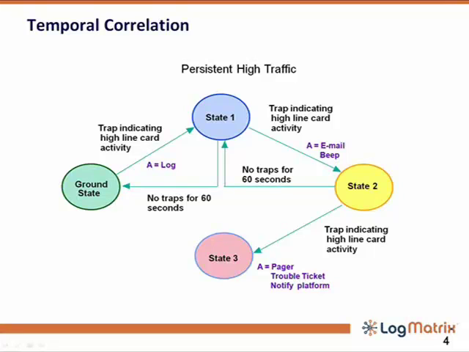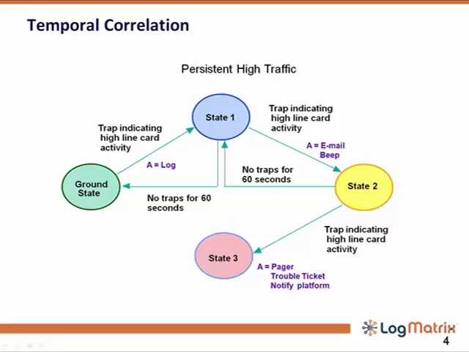This is an alarm diagram, and it's been simplified, as I said, to show us not just the name of the trigger, but what causes the trigger to transition. In the case of going from ground to state 1, there is a trap indicating that we have high line card activity. It's what it's telling me fires the trigger.